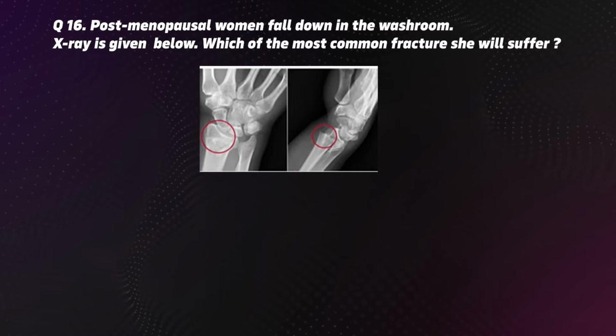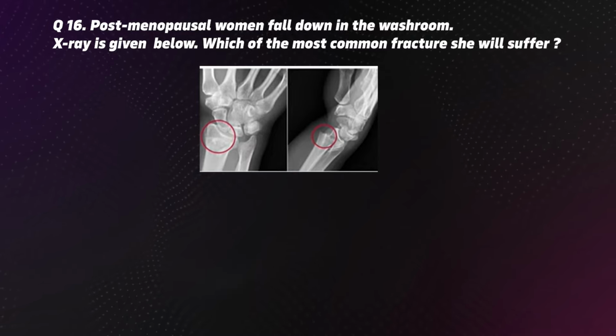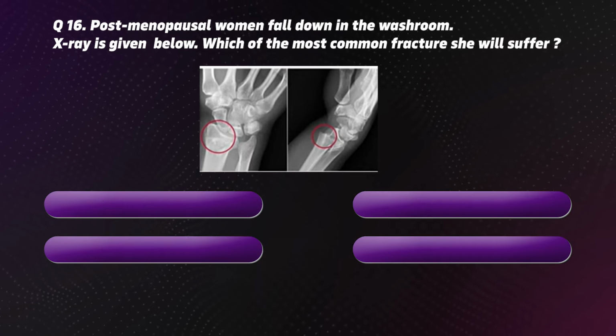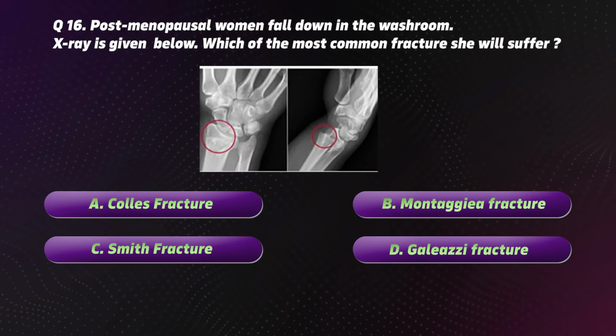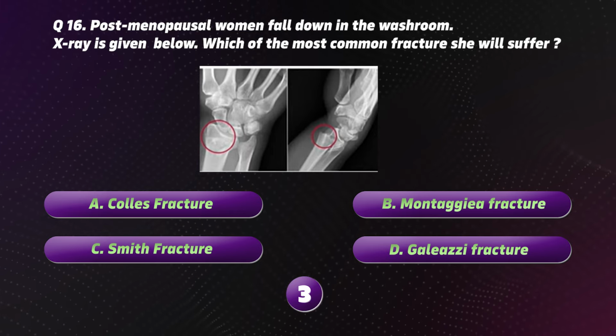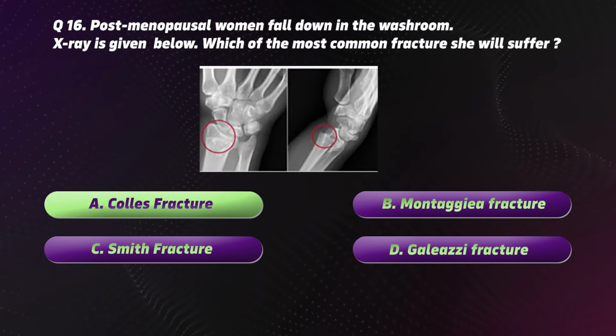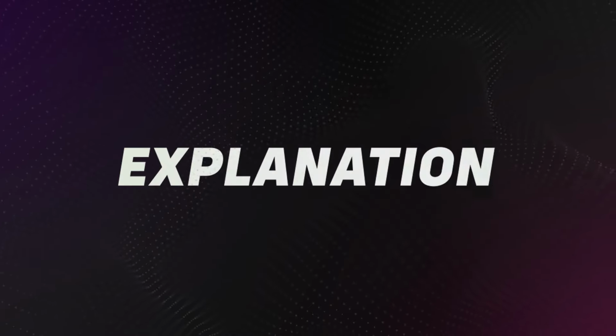Question 16. A postmenopausal woman falls down in the washroom. The X-ray is given below. Which is the most common fracture she will suffer? Here are the options. A. Colles fracture. B. Monteggia fracture. C. Smith fracture. D. Galeazzi fracture. And the correct answer is A. Colles fracture. Here's the explanation.